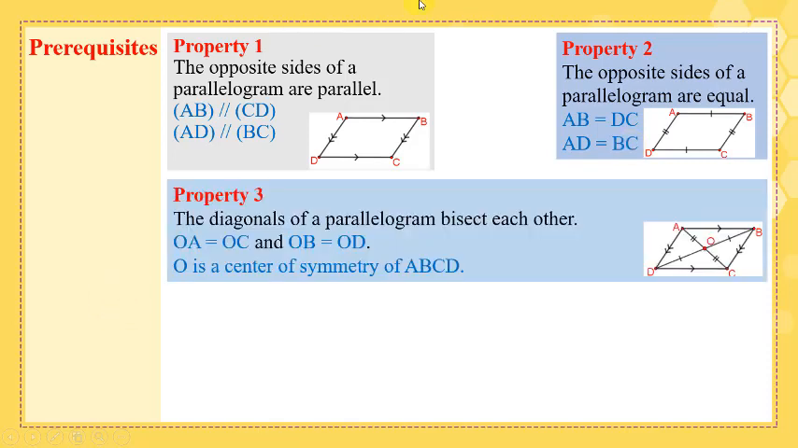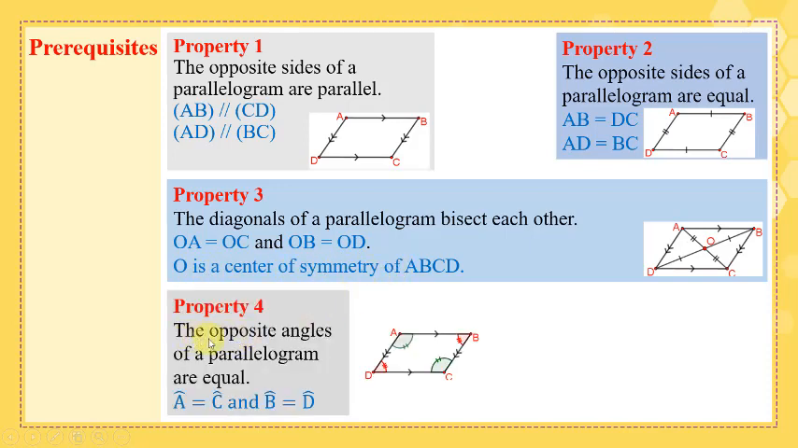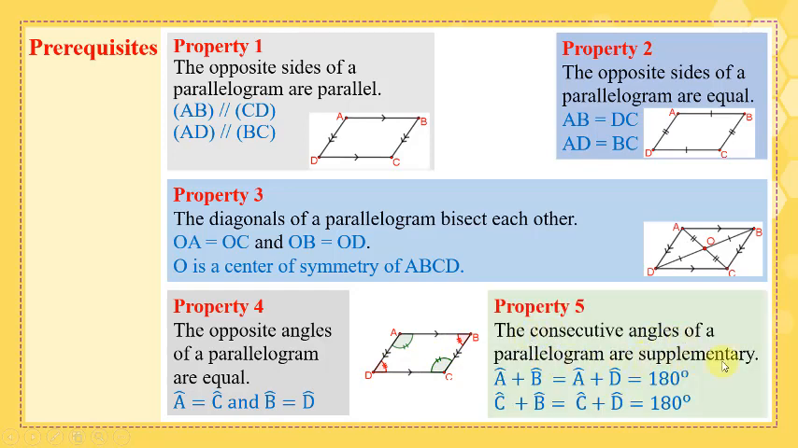Property 3. The diagonals of a parallelogram bisect each other. ABCD is a parallelogram. Its diagonals AC and BD intersect at O. Then OA equals OC, and OB equals OD, and O is the center of symmetry of ABCD. Property 4. The opposite angles of a parallelogram are equal. In the parallelogram ABCD, angle A equals angle C, and angle B equals angle D. Property 5. The consecutive angles of a parallelogram are supplementary. Angle A plus angle B equals angle A plus angle D equals 180, and angle C plus angle B equals angle C plus angle D equals 180.